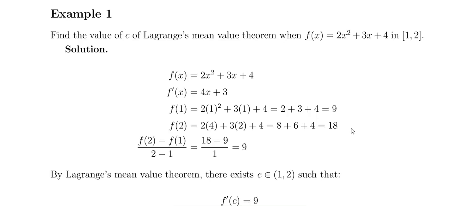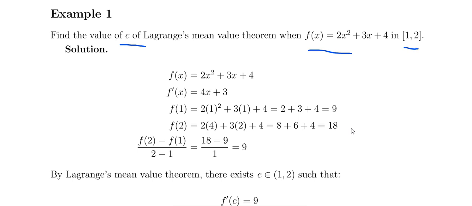Value theorem. How to find out the value of c of the Lagrange mean value theorem when the function is given and defined on [1, 2]. This is a polynomial function. Every polynomial function is continuous everywhere and differentiable everywhere. So the function is differentiable on the closed interval [1, 2].